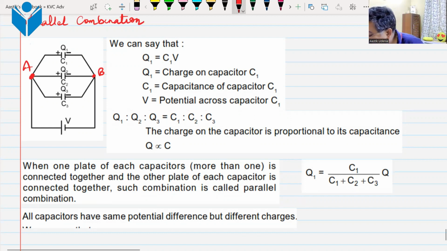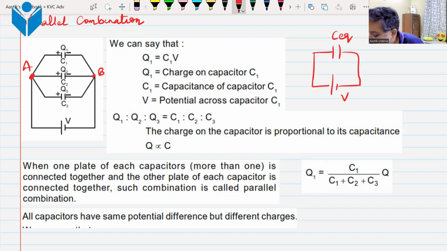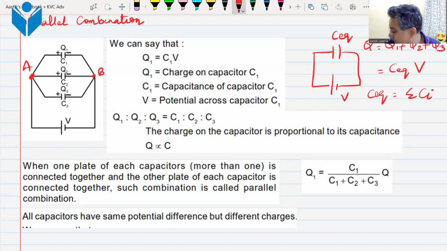We can replace these three capacitors by a single capacitor. The equivalent capacitance of this capacitor will be C equivalent, and the total charge will be Q. This Q will be equal to Q1 plus Q2 plus Q3, and that will be equal to C equivalent multiplied by V. From there you can find out C equivalent will be the summation of Ci. Everyone is able to understand what we have written here? Yes, sir. I'll give you 2 minutes to note this down.